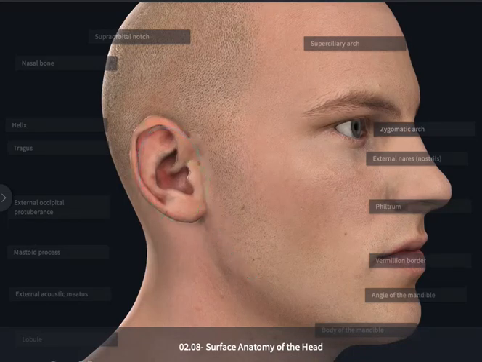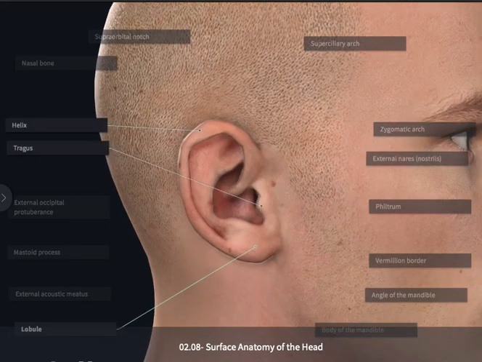Now, the anatomy of the ear is going to vary in some individuals, where they may have an attached earlobe or not, and that portion of the ear is known as the lobule. It's a fleshy, large portion inferiorly that is often pierced. The large outer circumference of the ear is known as the helix.